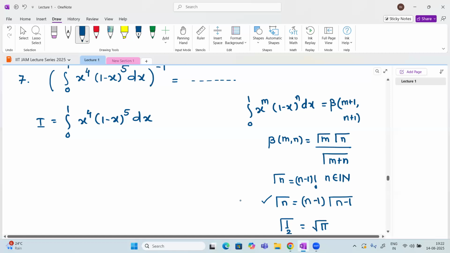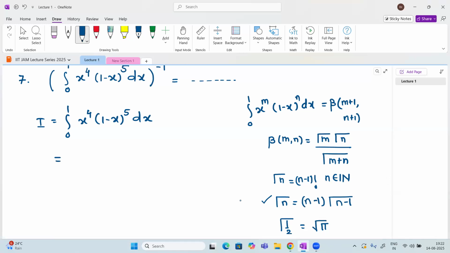So here we have to use the definition of the gamma function. Just use the first one and tell me what I should write here. What is your m? What is your n? M is 4, n is 5. Then it will be beta of 5 comma 6. We add 1 to m and n, so you get 5 and 6.